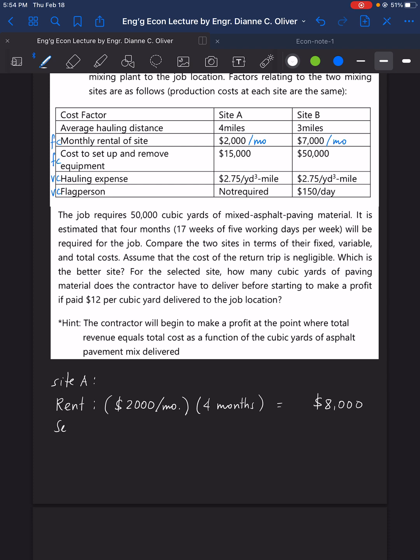Next, for the setup and removal. So we have there $15,000. Then we have the hauling expense. For the hauling expense, we have there $2.75 per cubic yard mile. So if we write it, so this is cubic yard mile.